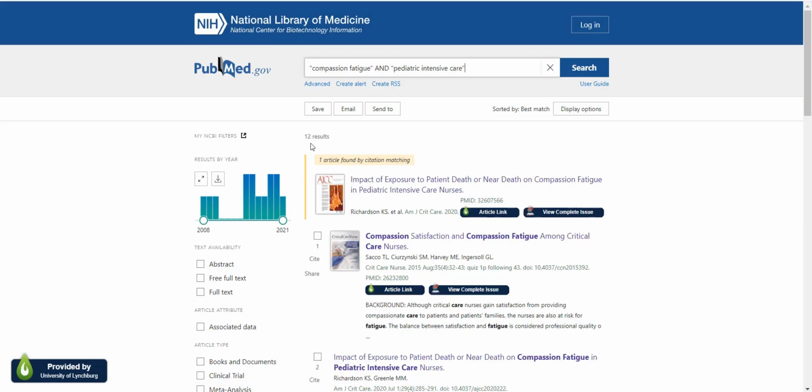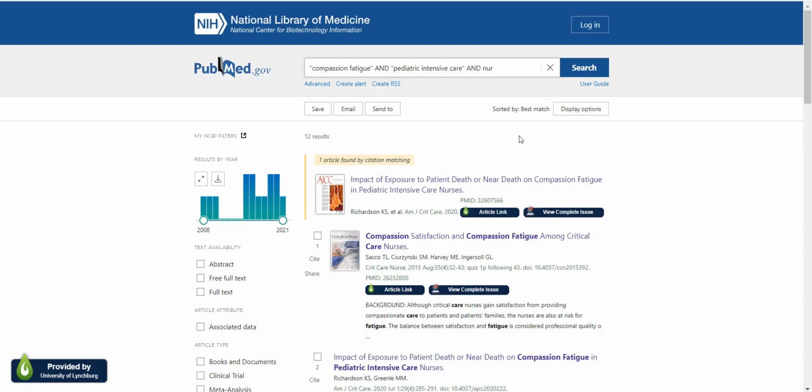And you can see our number of search results here. And I just realized that I left out an important part of our research question, which was that this is specific to nursing. So we're not interested in seeing information about pediatric intensive care physicians or other staff. We're more concerned with the profession of nursing. So let's add that as well.